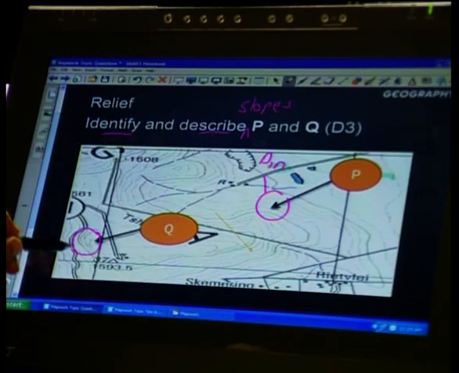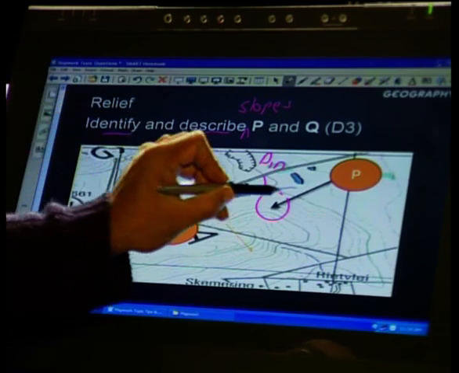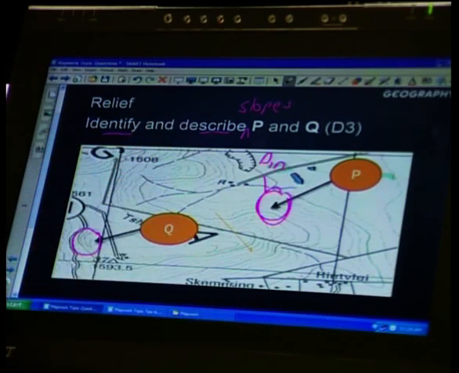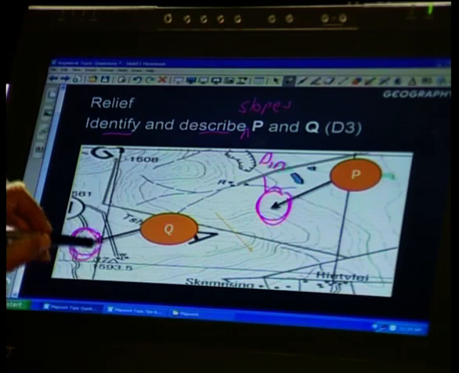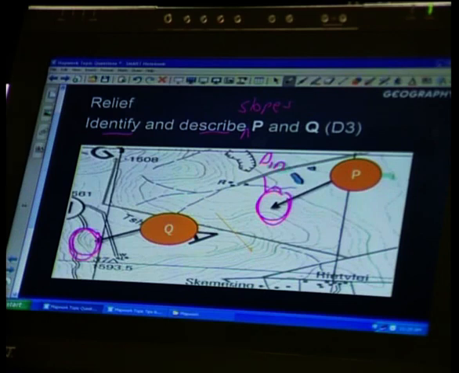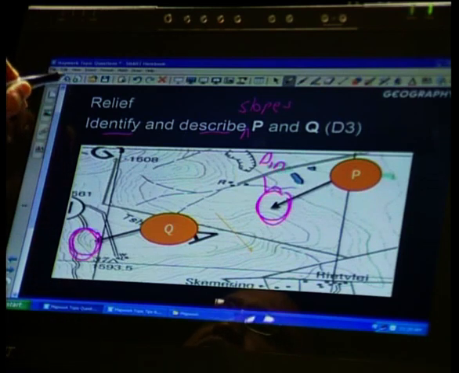And when it's close together, it's known as a scarp slope. That's identifying, naming them. All right? When you're describing the dip slope where the contour lines are far apart, it's known as a gentle slope. And when the contour lines are closer together, it's a scarp slope. When it's a scarp slope, it's a steep slope.